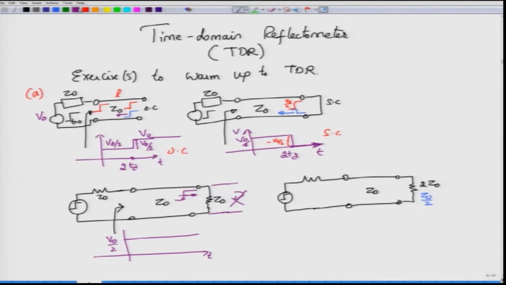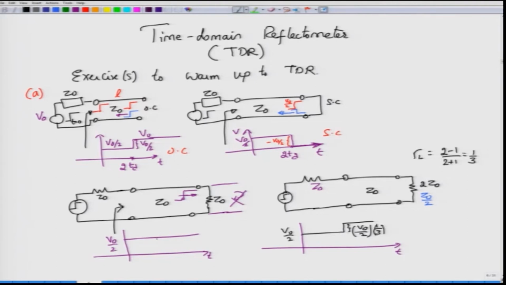Finally, if we go to the situation that is shown at this point, I have the characteristic impedance Z0 of the line, but I first terminate it with 2Z0. If I terminate with 2Z0, I know that the reflection coefficient corresponding to that will be 2 minus 1 by 2 plus 1, which is equal to 1 by 3, and the reflection coefficient sign is positive. So if you monitor the voltage up to 2 TD, you will have V0 by 2, and then you see a jump, and the magnitude of the jump will be V0 by 2 incident voltage amplitude times 1 by 3. So this is the jump that you are going to see.